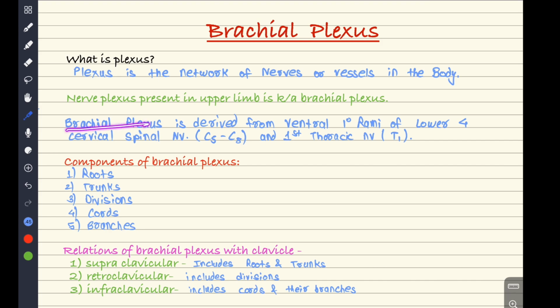Brachial plexus is formed from the ventral primary rami of C5 to C8 and T1. That means lower 4 cervical spinal nerves and first thoracic nerve.